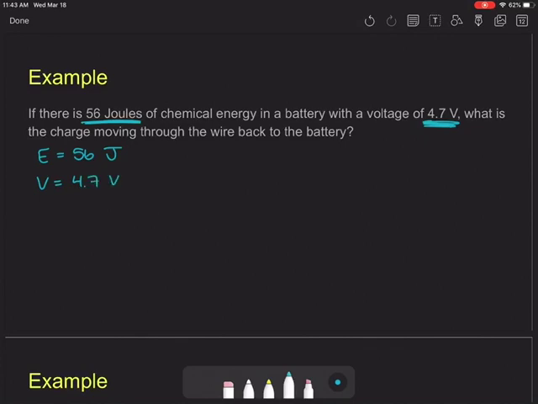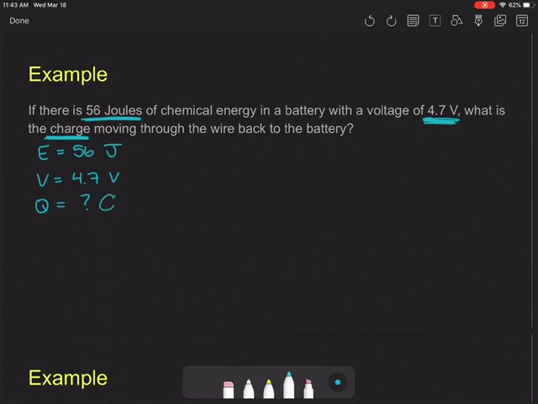And we are trying to find the charge moving. Charge is represented by Q, and our final units for Q should be C for coulombs. So we are looking for Q, and we're going to isolate that formula to find Q. We know that our voltage is equal to E over Q. That's the formula we're provided, which means if we cover up Q here, we should get the formula Q is equal to E over V. Okay, that's the formula we're going to use.